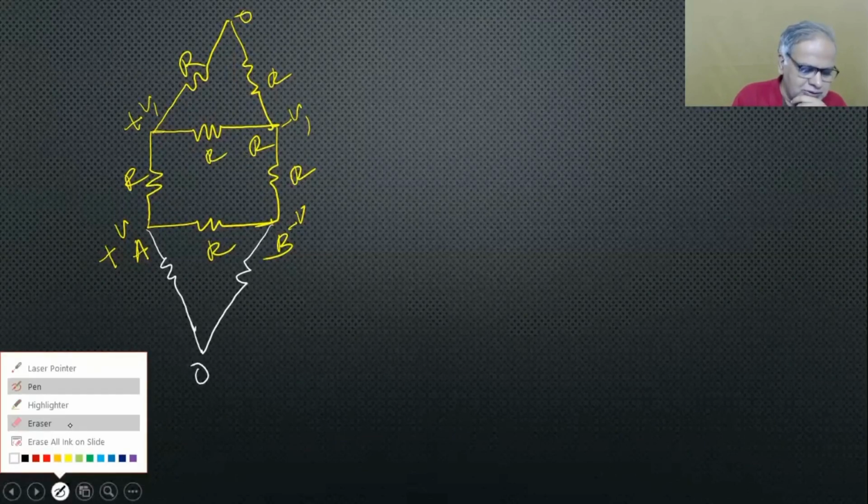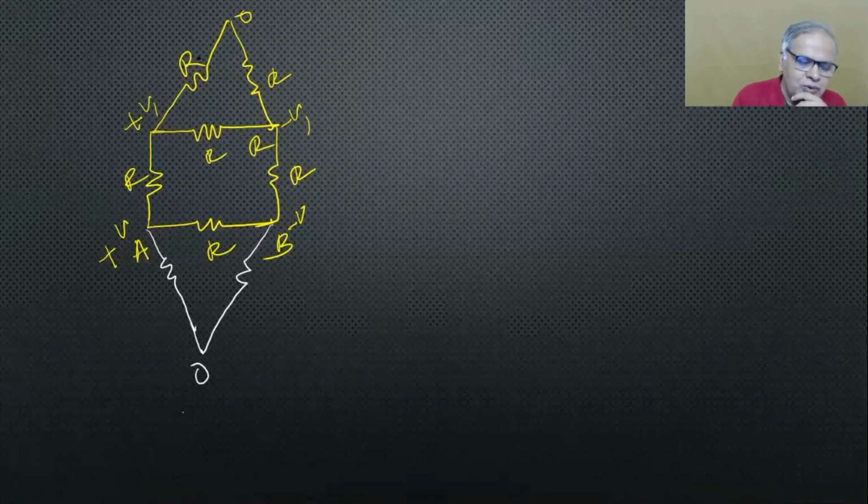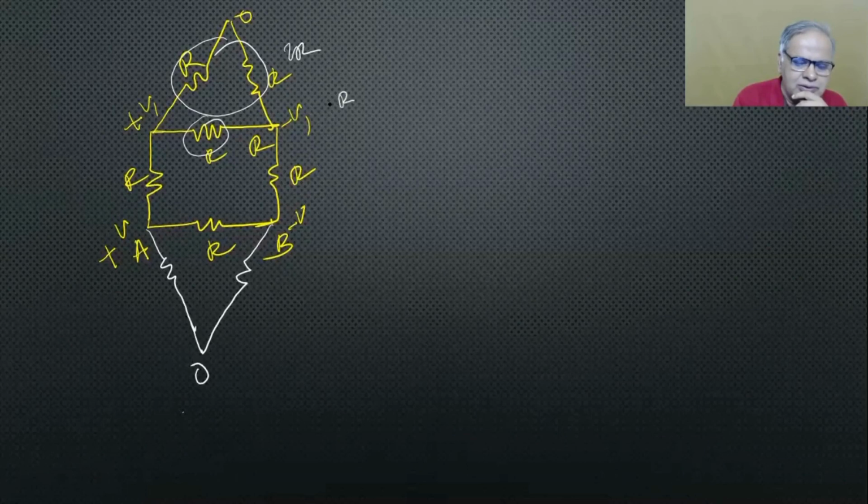Now probably this becomes easier. How? Because between A and B I wanted, no? So is it becoming a series parallel circuit? Yes, sir. That will be 2R. This will be 2R, and in parallel with this R, how much is that? 2R by 3. Plus R plus R. 8R by 3. Yes, sir.